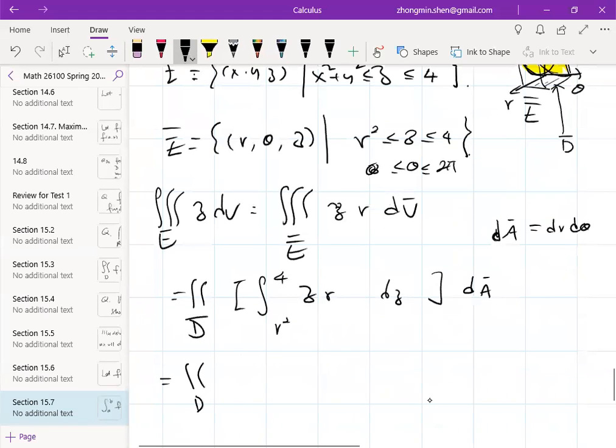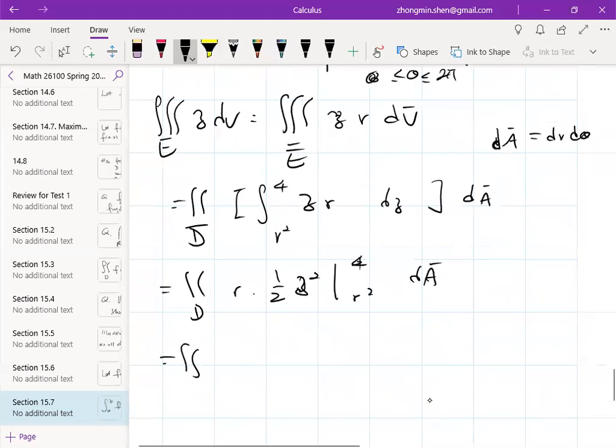So now let's evaluate this. Here's r, and it's half of z squared. It's that from r squared to 4, and we will get the same result because this would be 4 squared minus r to the 4th power, right?